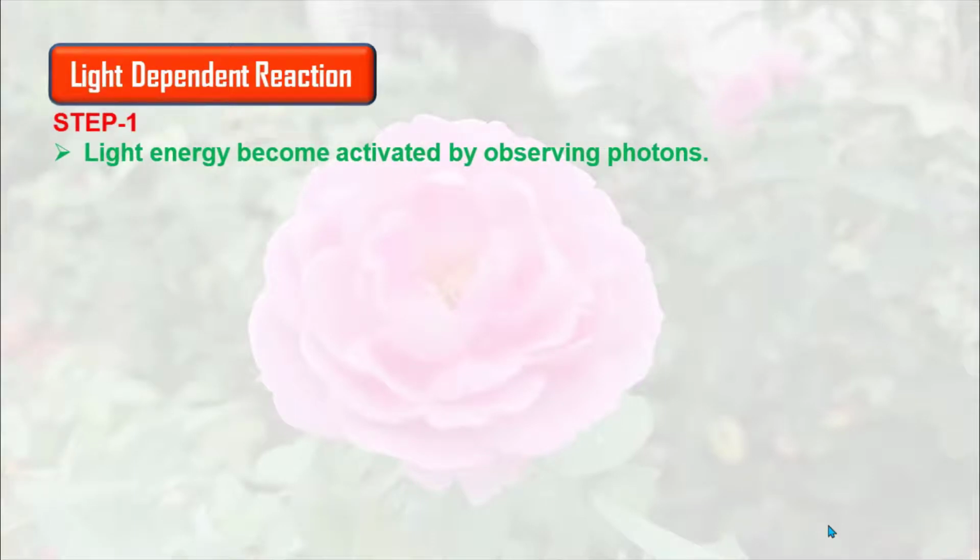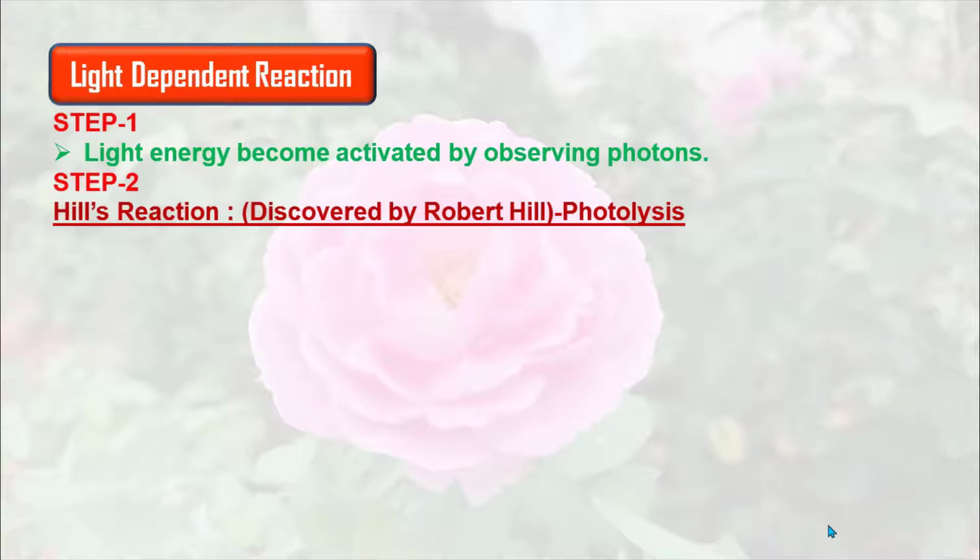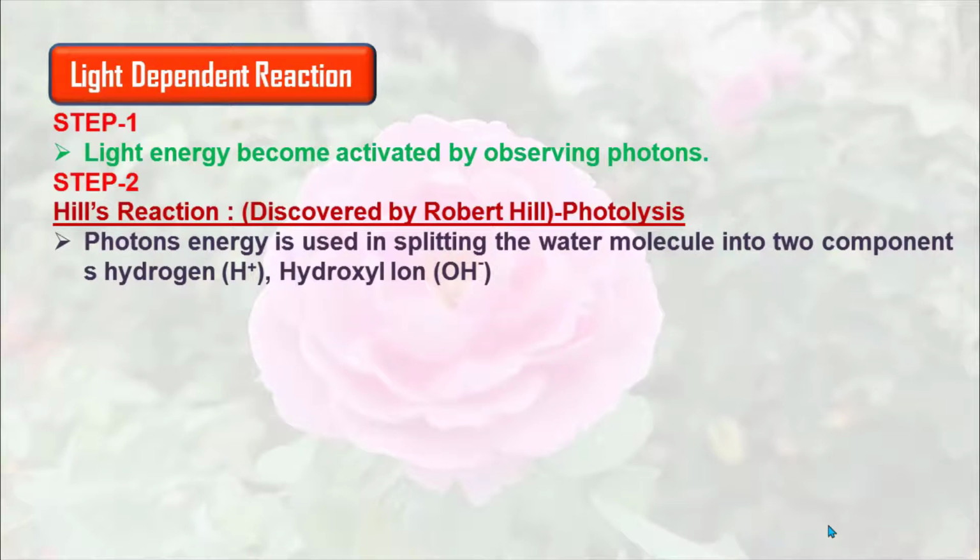Step 1. The chlorophyll on exposure to light energy becomes activated by absorbing photons. Photon is the smallest unit of light energy. Step 2. The energy is used in splitting of the water molecule into two components, ions named hydrogen H plus and hydroxyl ion OH minus. The reaction is known as photolysis, which means splitting by light. Photo means light, lysis means breaking. This was discovered by Robert Hill, hence it is also called Hill's reaction.